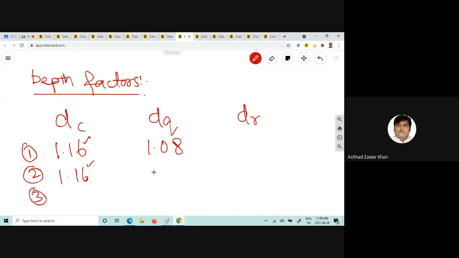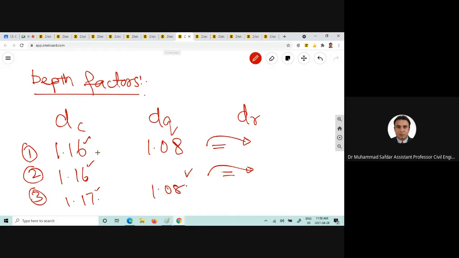Sir, Dc is equal to 1.17. Okay, Dc is 1.17. It's almost the same. That's fine. How about the Dq? Please confirm that. 1.08. Okay, so we got these. Please note down these values as well.